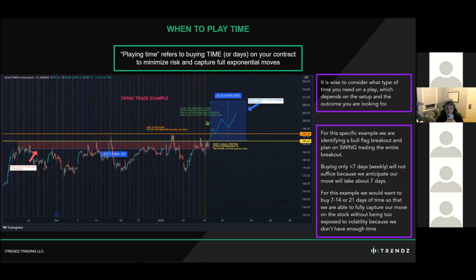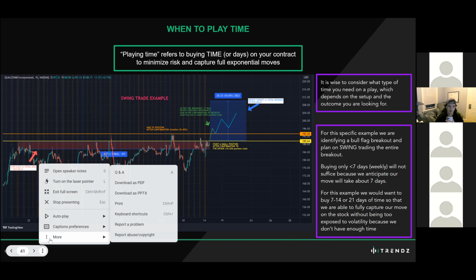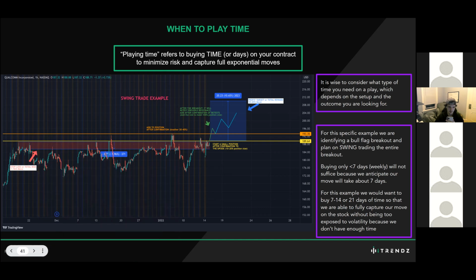Now on this chart, you can see that there is a bull flag. Where's that laser at? Hold on. Press L on your keyboard and it should come up. No bueno. Bottom left. Just hover over the bottom left and then click the three dots. Yeah, three dots. Cool. All right. Thank you.